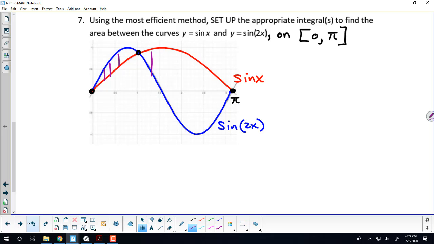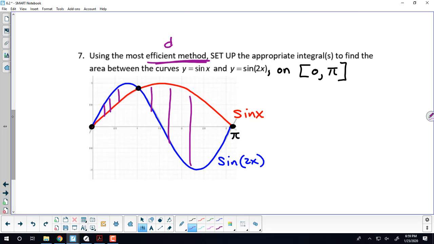So we're going to do this. Most efficient method with respect to x. Okay, so the endpoints, they're fine.